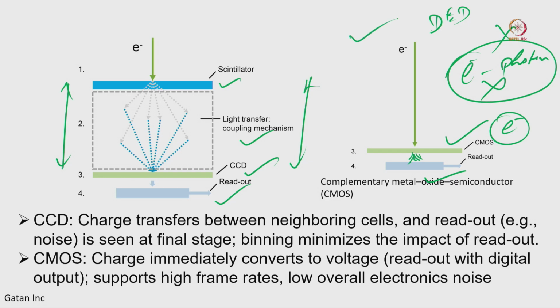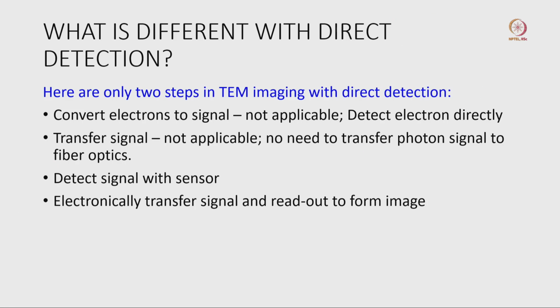That is the reason direct electron detector is very important for our purposes. So, here a couple of important points are written. What it is telling is that there are only two steps in TEM imaging with direct detection, whereas with the CCD camera there are 4 steps: hitting the scintillator, then converting it to photon, then the photon travels through the optical fibers, and then it is recorded, and then we get the readout. That is for the CCD camera.